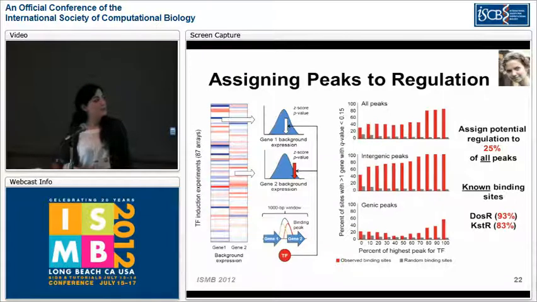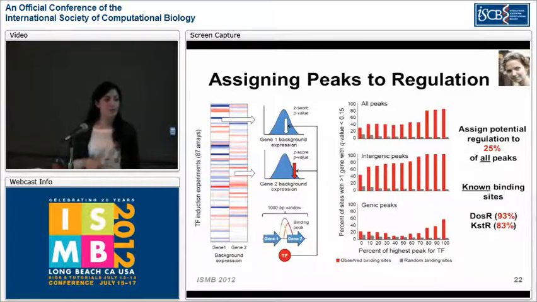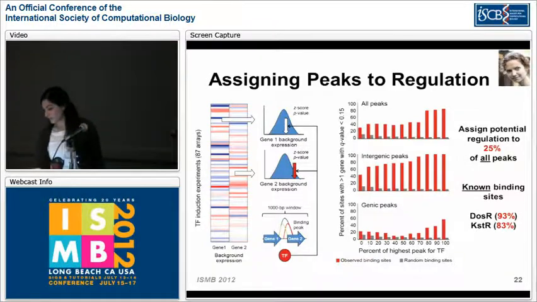And as expected, we saw less regulatory information for weaker peaks, while the stronger peaks and intergenic peaks had more regulatory roles. We assign potential regulation to 25% of the entire gene peaks, and we do not identify regulatory roles for all of the previously known binding sites, which shows that our method is still conservative.